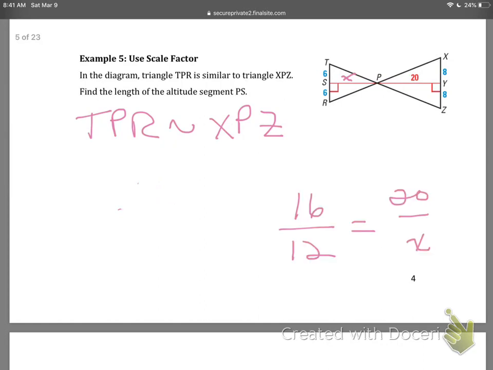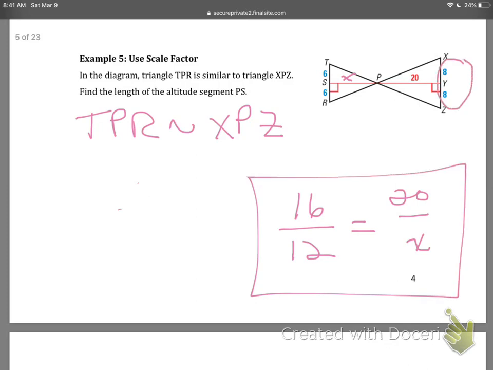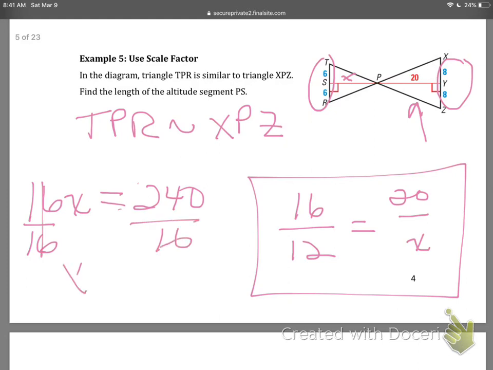Okay, so this is the ratio I've set up. So it's right here, and I've said, okay, this base 16, 8 plus 8, is to this base 12, just like the left triangle's altitude is to the right triangle's altitude. So then I say 16x equals, okay, 20 times 12 is 240. So therefore divide both sides by 16, and you're getting x equals 15. And that's using the scale factor to find the altitude.